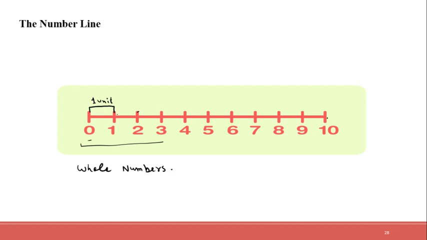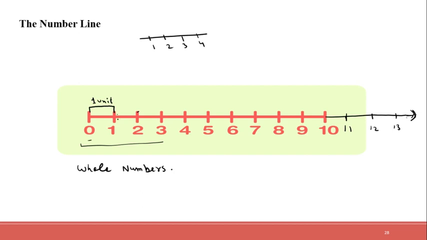So this line is a never-ending line. It can go up to any extent. Here I can write 11, then 12, then 13, and so on. It can go up to any extent. Okay, so this is the number line. A number line is nothing but the numbers represented on a straight line.